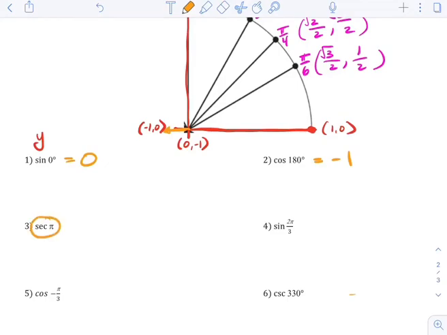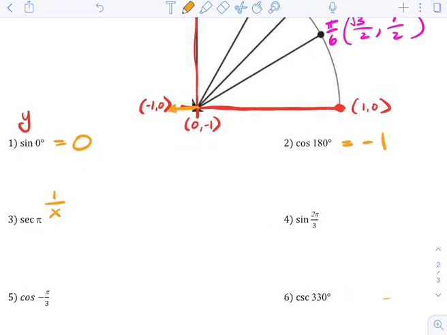How about secant of 180 degrees, or pi? Well, secant is the reciprocal of cos, so that's 1 over x. So whatever I get for the x value, I'm going to put on the bottom. So let's find out, where is 180 degrees? Well, we've already got that one on there. 1 over x, well, the x value is -1, so it's going to be 1 over -1, which is -1.